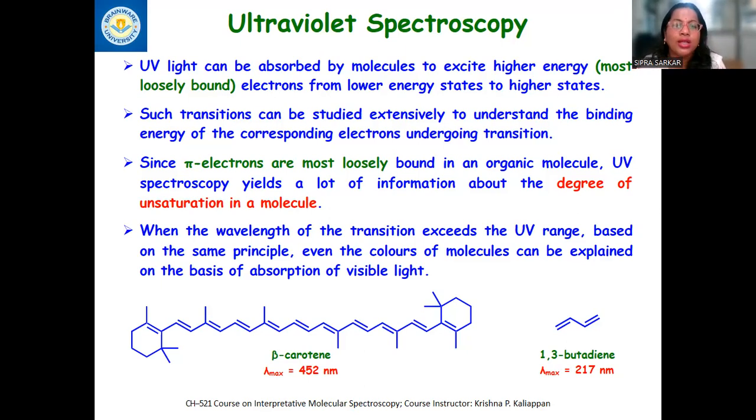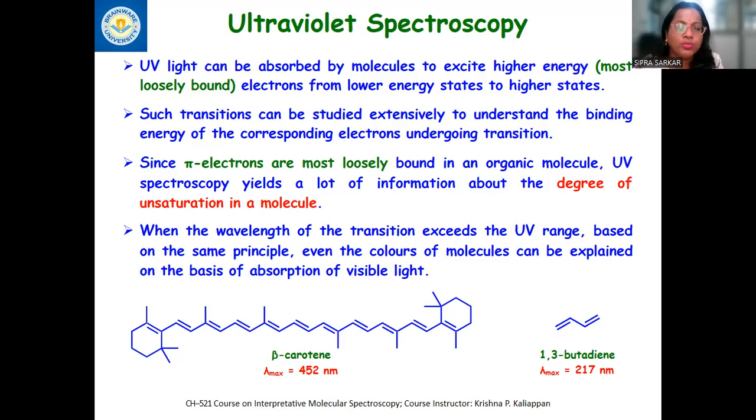Such transitions can be studied extensively to understand the binding energy of the corresponding electron undergoing transition. So from spectroscopy, we can understand the binding and the presence of double bonds or triple bonds in a molecule. Since pi electrons are the most loosely bound in an organic molecule, UV spectroscopy yields a lot of information about the degree of unsaturation of a molecule. So this procedure may be followed for the determination of the saturation or unsaturation of a molecule.